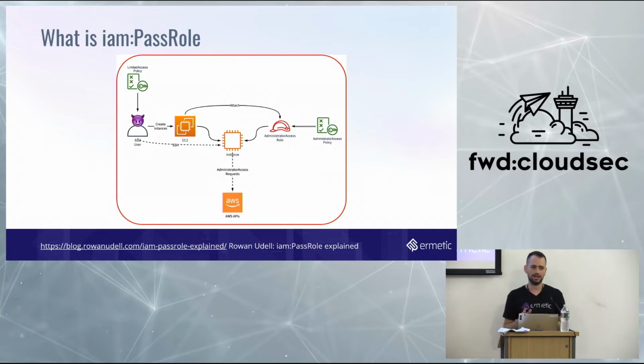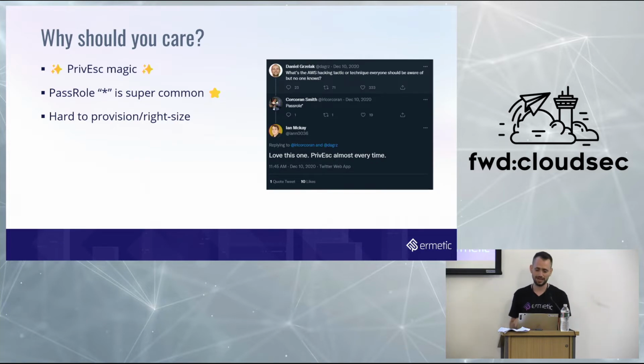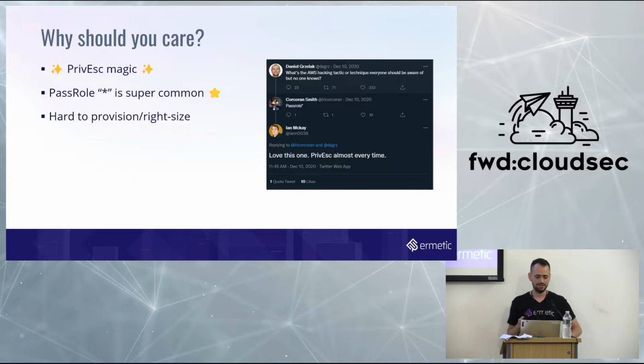And in general, PassRole gets over-provisioned almost always. In almost every account there is some over-provisioning of PassRole, which makes it Privesc magic. We have Ian here in the audience, with a wonderful tweet which I think can resonate with everyone about Privesc with PassRole in red team engagements, internal engagements, and otherwise. PassRole star is super common, and the reason for that is not because it is cursed. The reason is that it's incredibly hard to provision. We'll get into exactly how and why that happens to be the case.